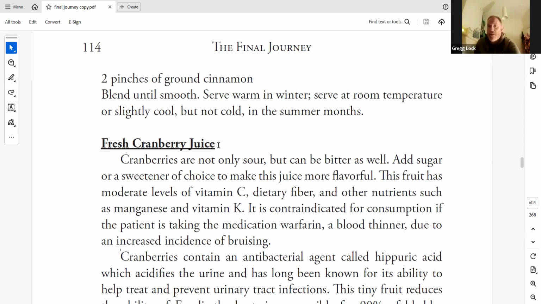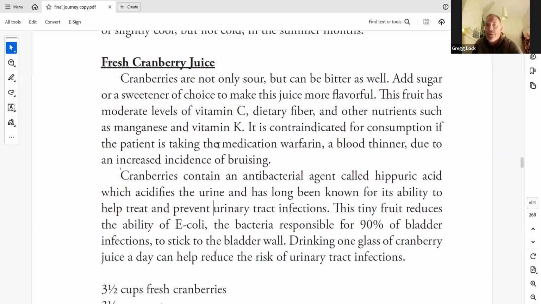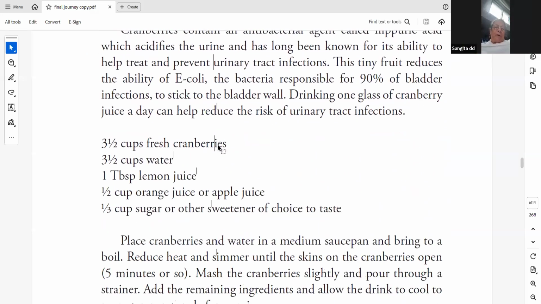Should I read that paragraph as well, because it goes into a bit of information about the cranberry juice and its benefits? Yeah, sure. If you don't mind.